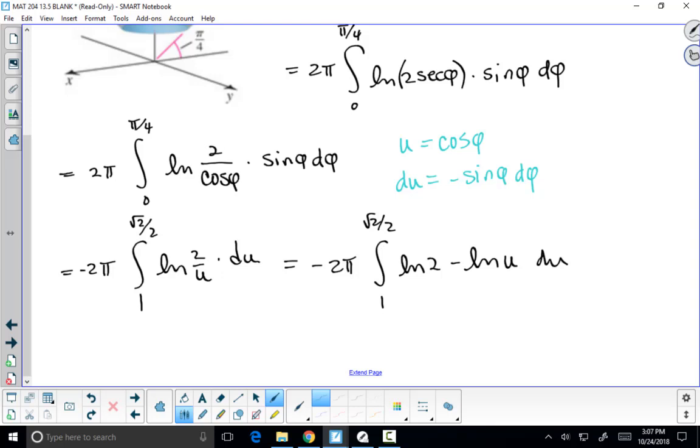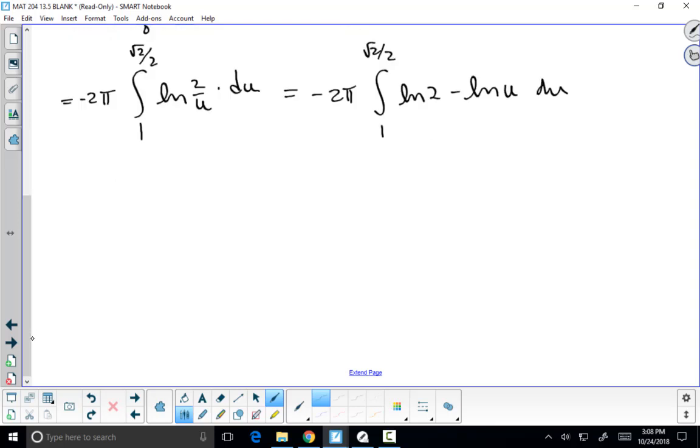Wait, I have a question. Where'd you get your negative from on the 2 pi? The minus came from the differential. We have a minus. Right, I even wrote that down. We kicked it out front.